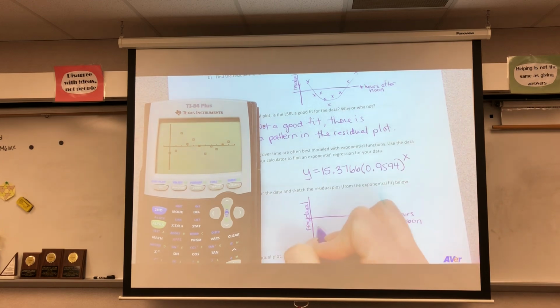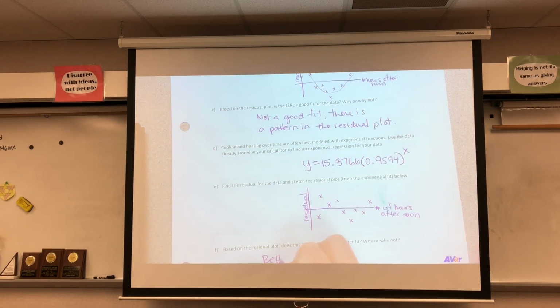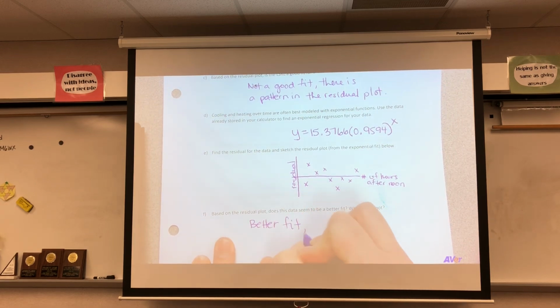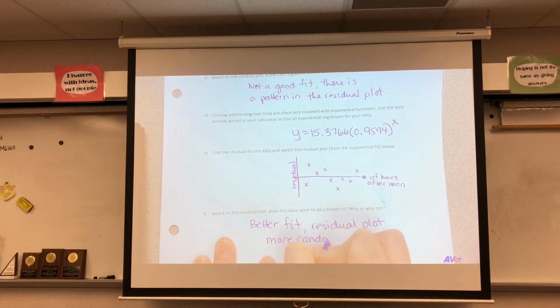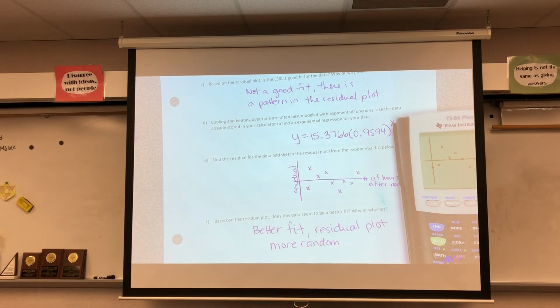But what we observe is that this to me is a much more random plot. It might still have a little bit of a pattern, but definitely less than what I observed before. So better, let's write this so you can actually see it. Better fit, residual plot more random. So the idea is that obviously this would be better modeled with an exponential equation than a linear one if you're trying to figure out this model and use it to predict other things that were going on.